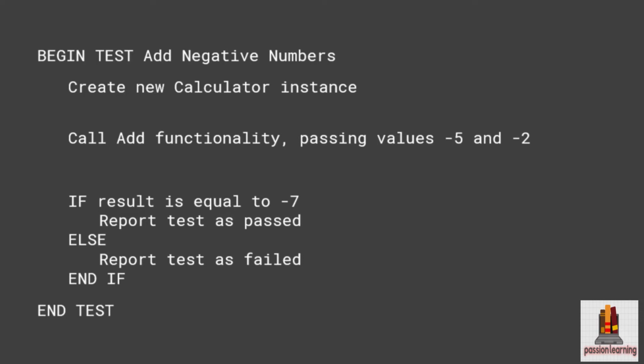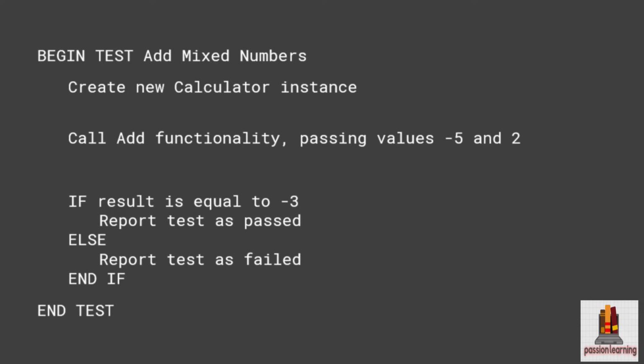So now we've got one test for positive numbers and one test for negative numbers. If we wanted to add another test to check mixed numbers, so this time adding the values -5 and +2, we'd have to write a third test. So now in our test code, we've got 3 individual tests, but there's a lot of code duplication. Essentially, the only difference is the values that we're passing to the add functionality and the expected result.